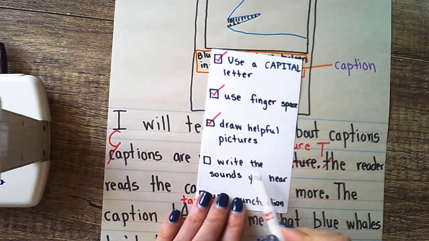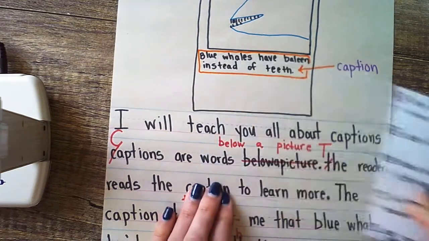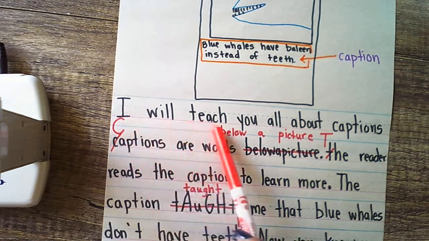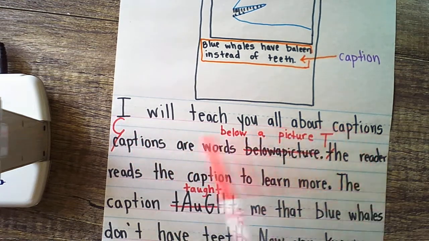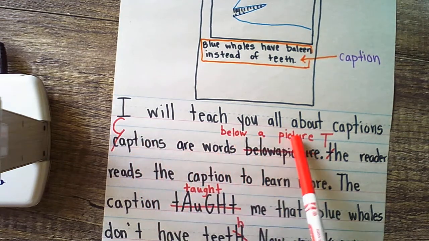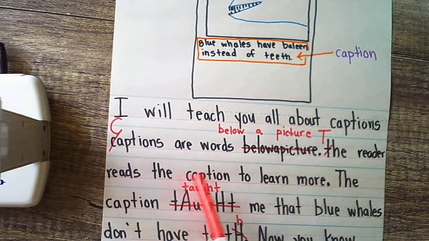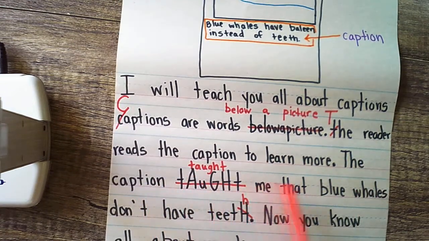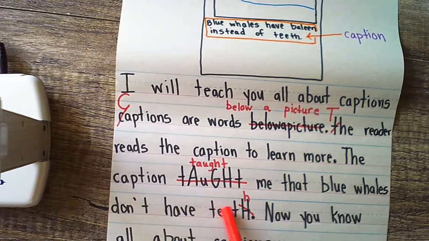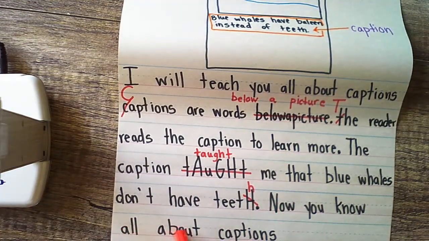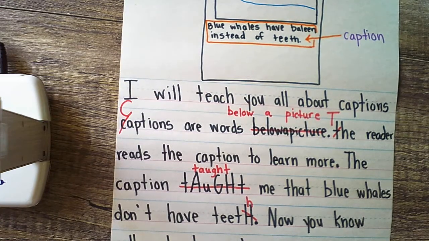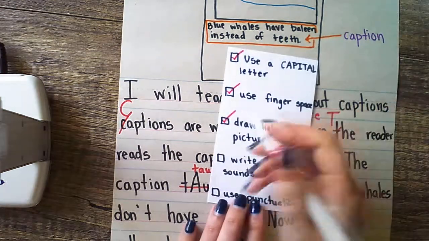Now we're going to want to make sure we wrote the sounds that we heard. Did we write sounds in every word, as many as we heard, to make sure they're easy to read? Let's read each sentence. I will teach you all about captions. Captions are words below a picture. The reader reads the caption to learn more. The caption taught me that blue whales don't have teeth. Now you know all about captions. Well, we did a great job making sure that all of the sounds we heard were in our words, so we can check that off.